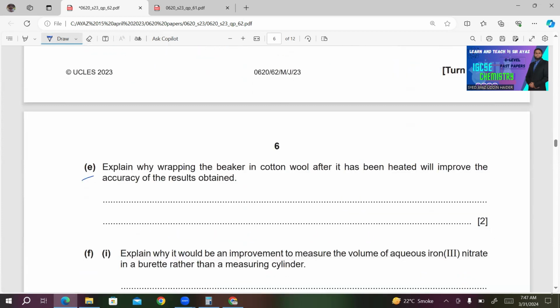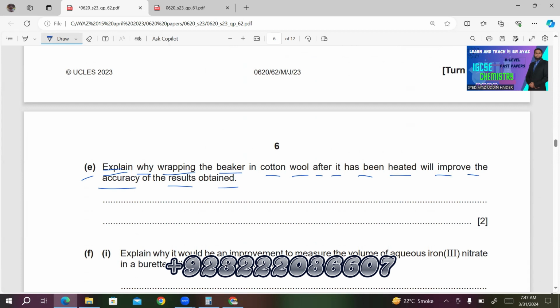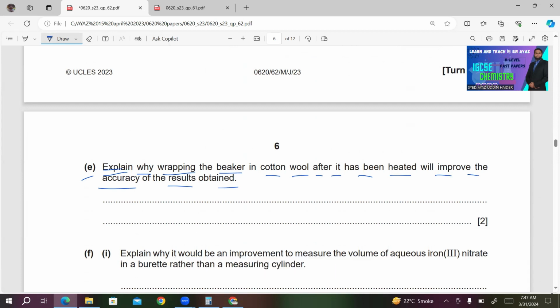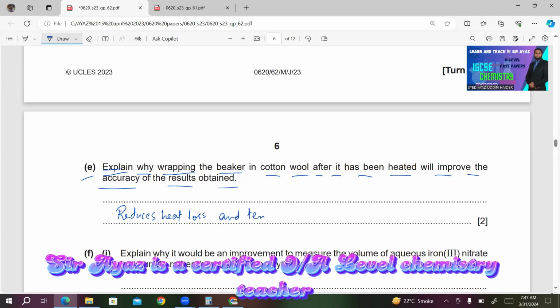Moving to next part. E. Explain why wrapping the beaker in cotton wool after it has been heated will improve the accuracy of the results obtained. Definitely, it reduces heat loss, and temperature does not change or remains constant.